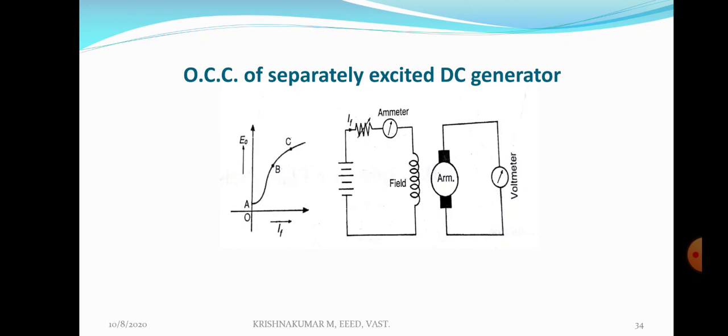For each value of field current, we have to note the voltmeter reading E0. When field current is increasing, flux is increasing. This increased flux cuts the armature winding and induced EMF E0 is also increasing. So further adjust the rheostat. When we reduce the rheostat, field current increases. So at the instant of starting, the field rheostat should be at maximum position. After that, we have to reduce the rheostat step by step. When the rheostat resistance decreases gradually, field current increases gradually, flux increases gradually. This increased flux cuts the armature winding and induced EMF under no load condition increases to rated voltage.